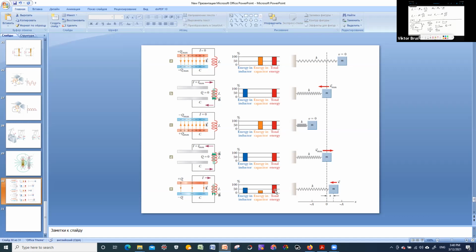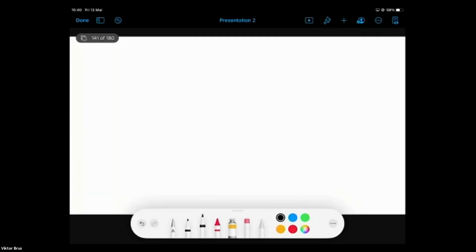So now, taking this into account, that total energy in the system at any arbitrary moment of time is constant, we will proceed further in order to develop a quantitative model which describes this type of electromagnetic oscillations in the LC circuit. So let us stop sharing the screen.